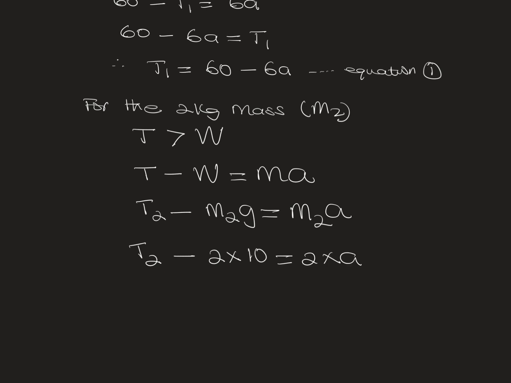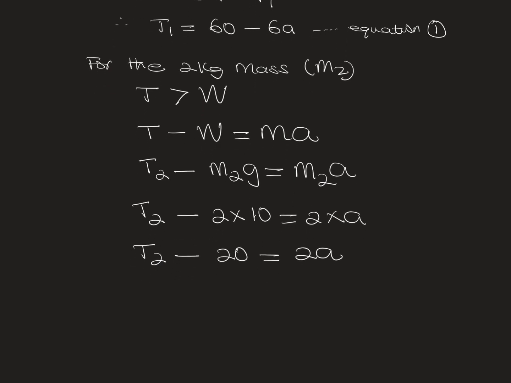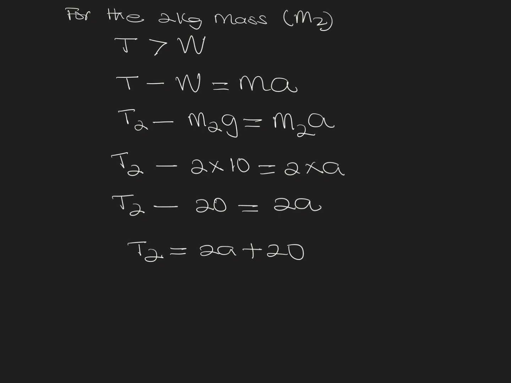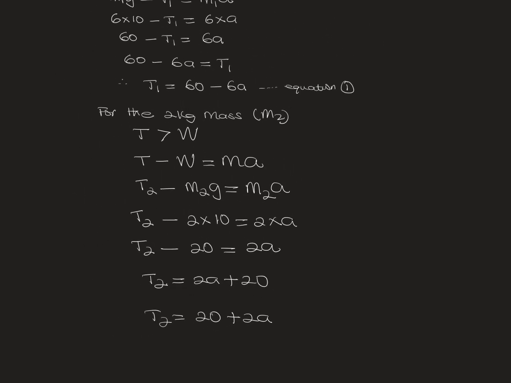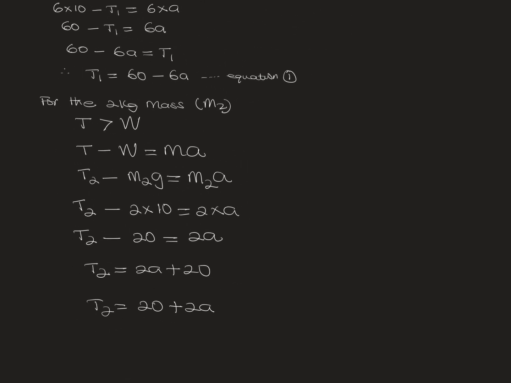2 times A. So T2 minus 2 times 10, which is 20, is equal to 2A. To make T2 the subject of the formula, we have T2 is equal to 2A plus 20. Or you can say T2 is equal to 20 plus 2A. It's the same thing. I just want to maintain a specific order, right? So let's call this equation 2.